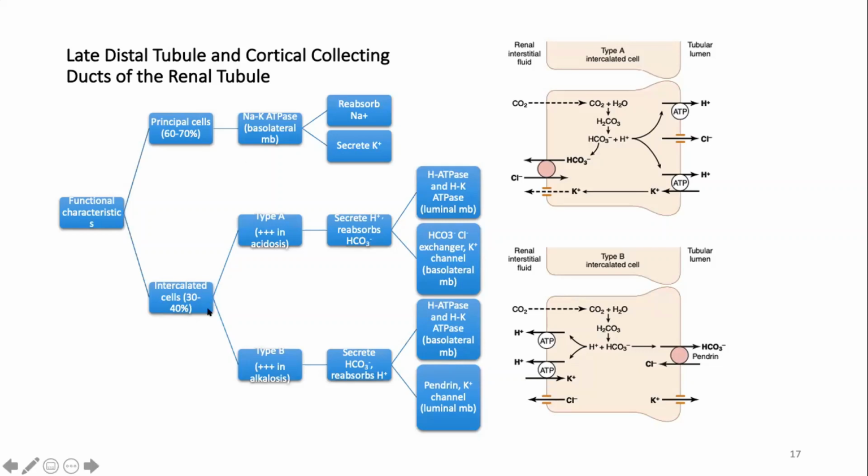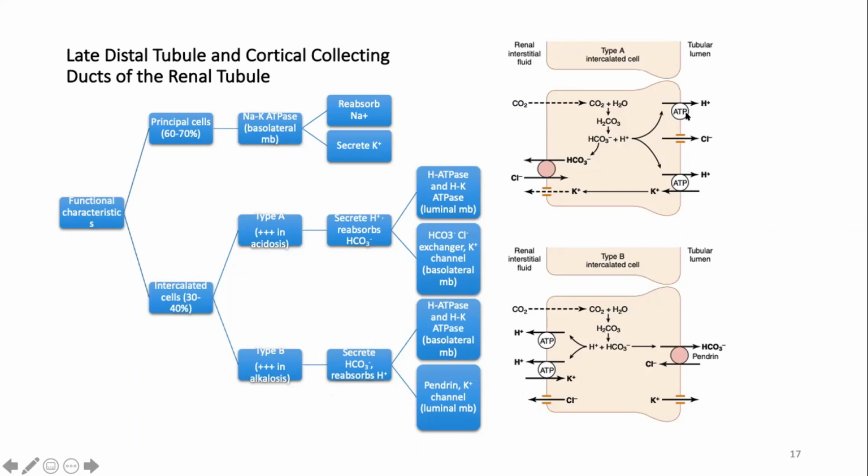These intercalated cells can change their form from type A, or alpha, into type B, which is beta, or they can also be non-A or non-B. In acidosis, these intercalated cells will be the type A, and that is when they carry out the function I mentioned before, which is to secrete H+ and reabsorb bicarbonate. But in alkalosis, these intercalated cells will convert into the type B, or beta type, and then it also has a reverse function.